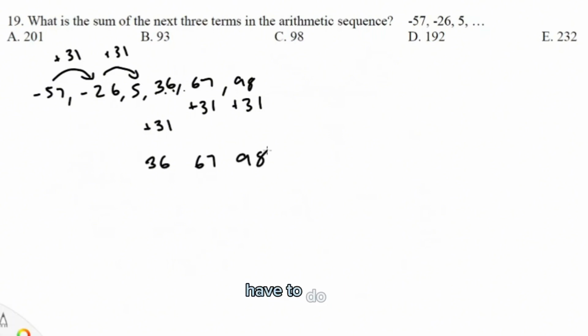And now all we have to do is add these three. So 36 plus 67 plus 98. That yields 201, and that's your answer.